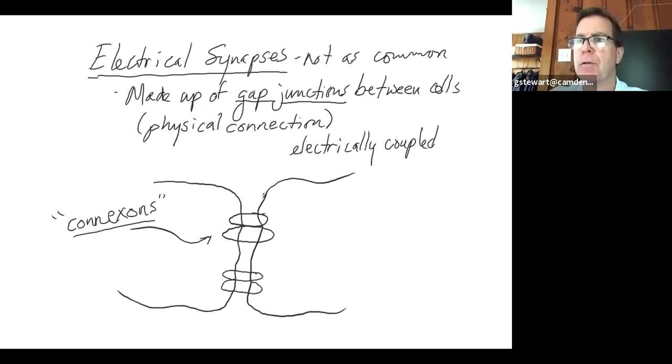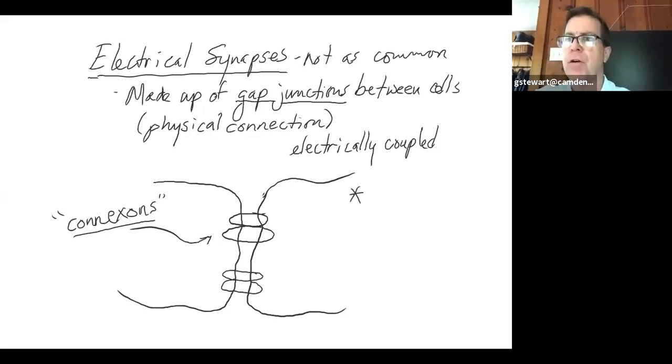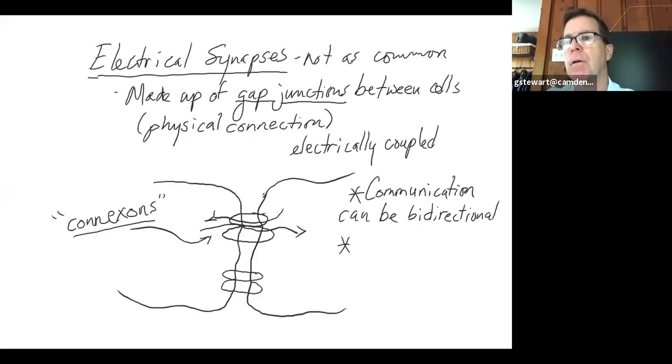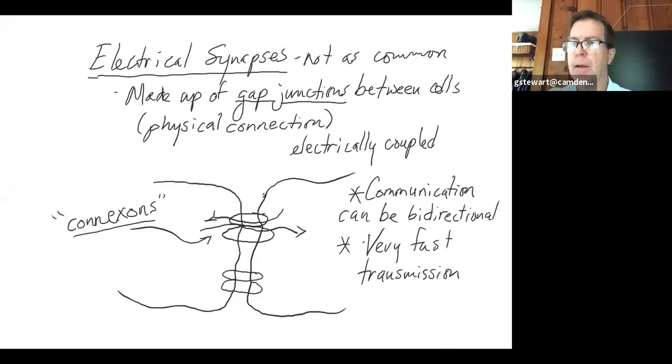So here's some special considerations. First, and this is unique from the chemical ones, communication can go either direction. So I'm going to write communication can be bidirectional. Remember, in chemical synapses, it was always unidirectional. So flow can go in this direction or this direction. And the communication or the transmission is extremely fast, much faster than a chemical synapse. So I'm going to just write very fast transmission. These types of synapses are found largely in the brain.